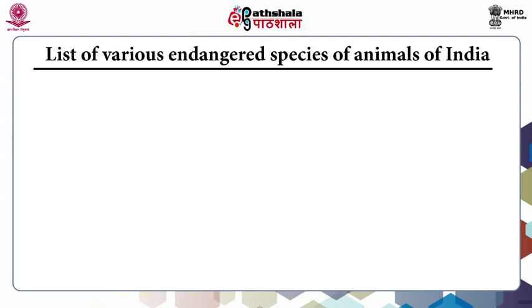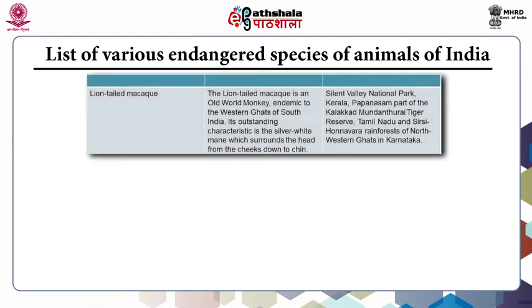Let me take a few more examples. Then the lion-tailed macaque. The lion-tailed macaque is an Old World monkey endemic to the Western Ghats of South India. Its outstanding characteristic is the silver-white mane which surrounds the head and forms the cheeks down to the chin. This animal is found in Silent Valley National Park, Kerala, then Papanasam part of the Kalakad Tiger Reserve and somewhere in the northern Western Ghats in Karnataka.